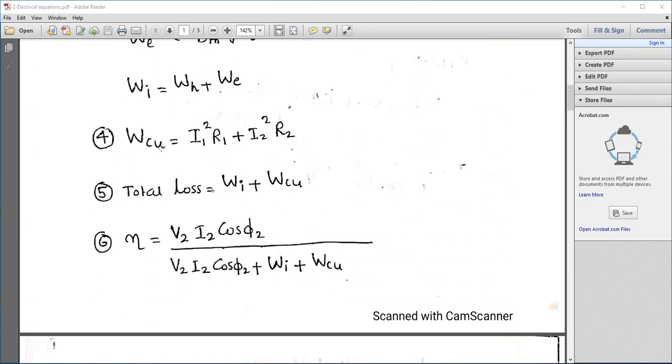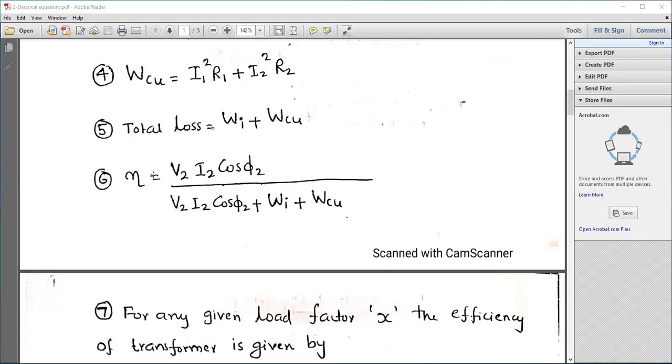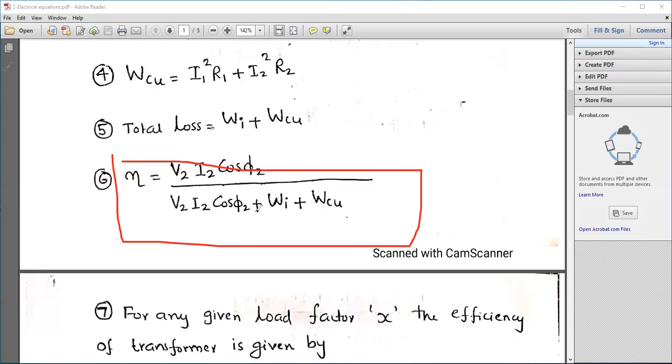Then copper loss, you can compute using I1 square R1 plus I2 square R2. I1 square R1 is concerning the primary winding. I2 square R2 is concerning the secondary winding. Efficiency can be computed by using the formula. This is very, very important. V2 I2 cos phi divided by V2 I2 cos phi 2 plus Wi plus Wcu. This is most important. Okay, you have to remember.